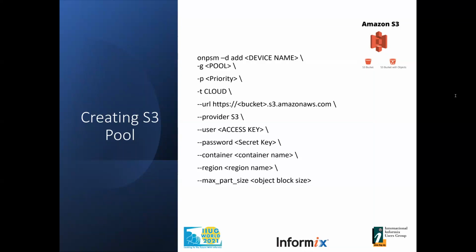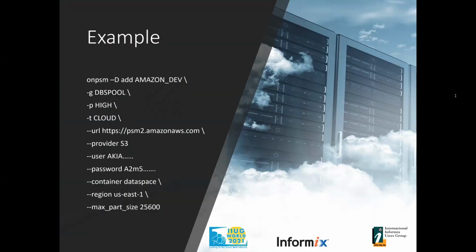And then the last part is the max part size. So this is the actual object block size that will be sent out to the container. I'm giving an example, and this is actually the command I ran when I was creating it. So on PSM-D, creating it, calling it Amazon Dev, data pool, high, type is cloud. And then I'm giving it the HTTPS of my bucket name, which is PSM2. My username, which is a long string, I'll just give you the 4 characters. Passwords, same thing, 4 characters of the secret key. Container, which is the container name. And then the region was US East 1.